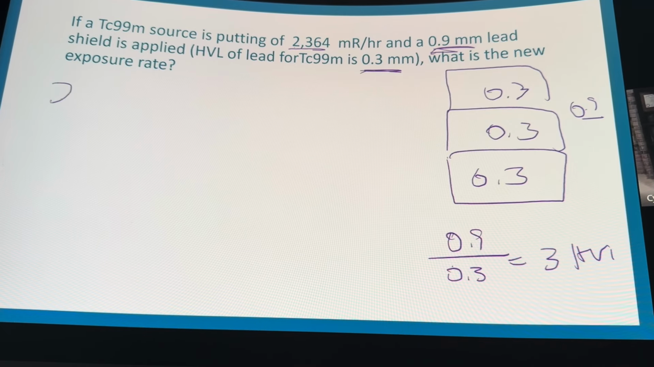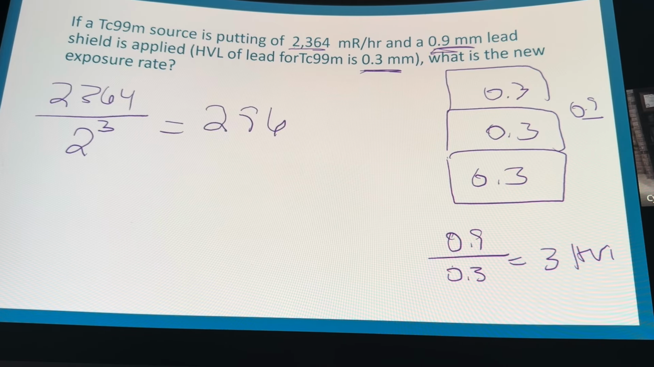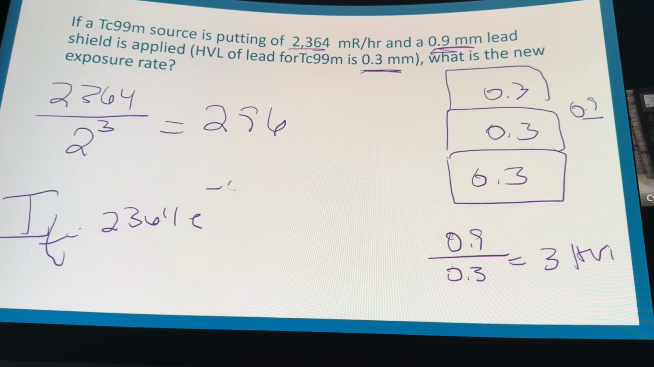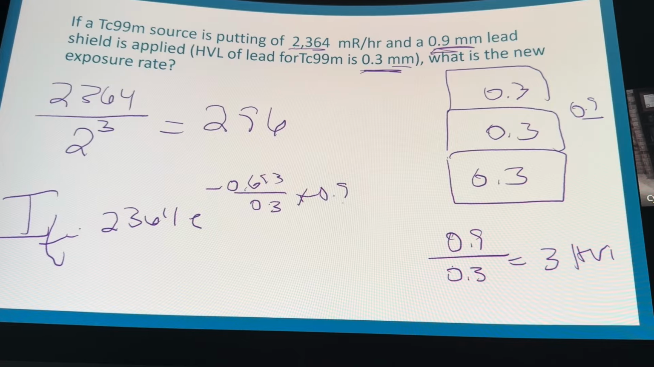So I can take 2,364 divided by 2 three times, or divided by 2 to the third. That's the exact same thing. And when I do that, it's 296. I could have done it the exact same way. I sub T equals 2,364 times e to the negative 0.693 divided by half-value layer 0.3 times 0.9, and you're going to get 296. It's the exact same thing.